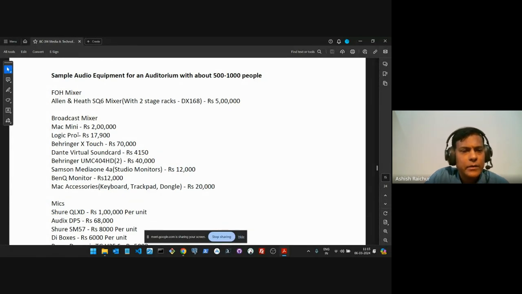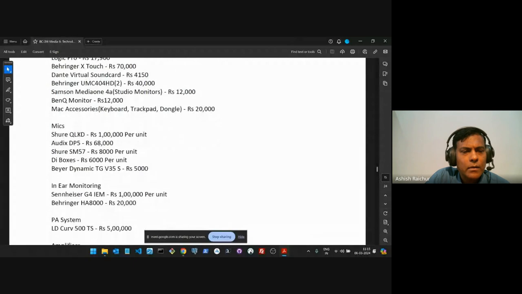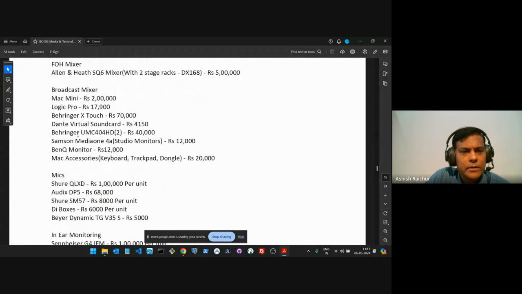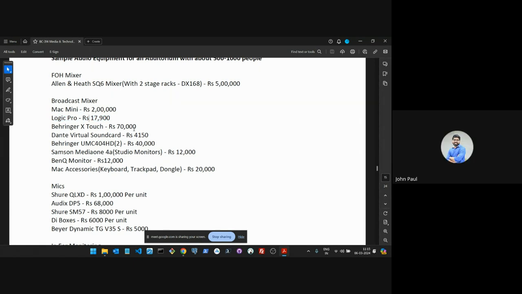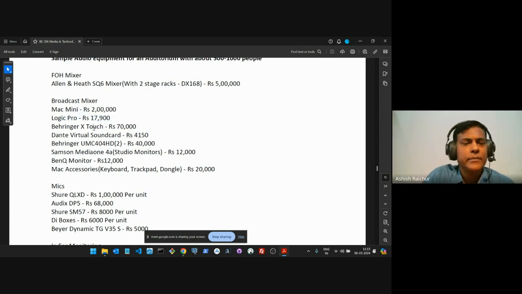This, I think, is referring to, okay, at this moment, I am forgetting what this is used for. I think that's software. That's the software for the mixer? Yes. Okay, thank you. So these are the other things that we're using for our sound. And we need a cost for this monitor as well.